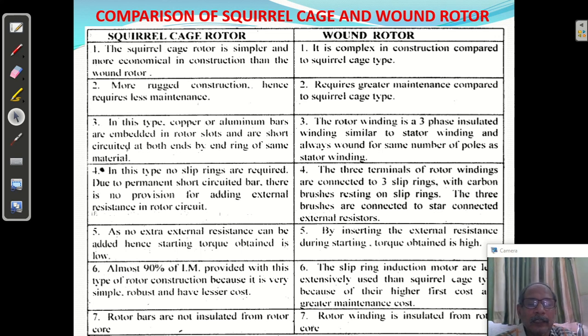The slip ring type of motor is generally not used in industry. जहाँ आपको high starting torque is required, we will use this motor. Rotor bars are not insulated from rotor core, but यहाँ पर rotor winding will be insulated. So this is the comparison between squirrel cage type of rotor and slip ring type of rotor.